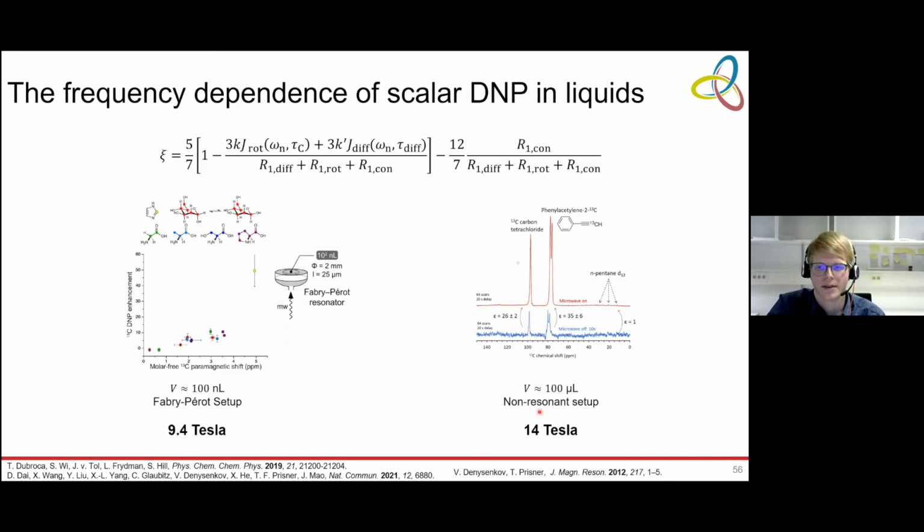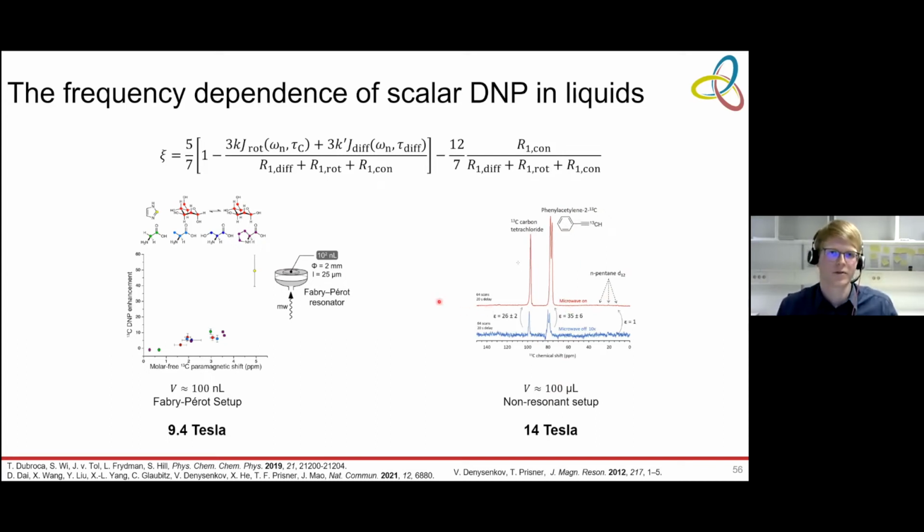And here, on the other hand, Thierry Dubroca again, they measured at their high field liquid state DMP setup. They measured also here 13C enhancements, and I chose here the example of phenylacetylene, where they obtained an enhancement of roughly 35. They also measured chloroform and tetrachloromethane. For chloroform, they got, I think, around 70. I just chose this one because it's something else than chloroform, and this is to demonstrate that it works on a variety of different moieties actually.